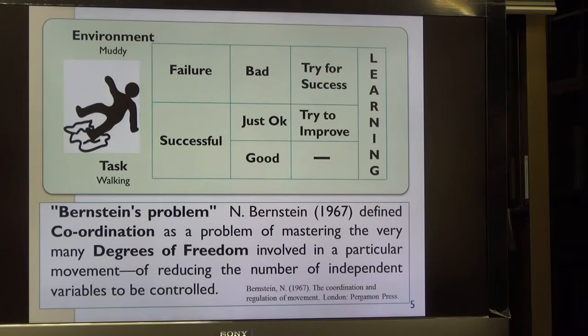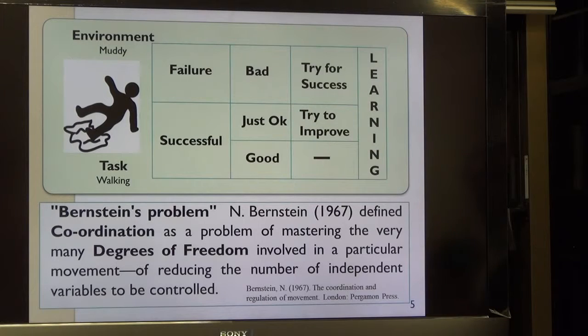So the question is, if we fail to perform a task, like we took the example of a muddy environment and we are walking, so either we fail or we are successful. If we fail, we try for the success, and if we are successful, then we look at whether our success is with a proper prospect or not. Is it just okay or good? If it is just okay, we improve it, and after that improvement, we learn the method which we have adopted. But the problem is not only at the emotion side, but the problem is also how to try for the success, having that particular feeling.